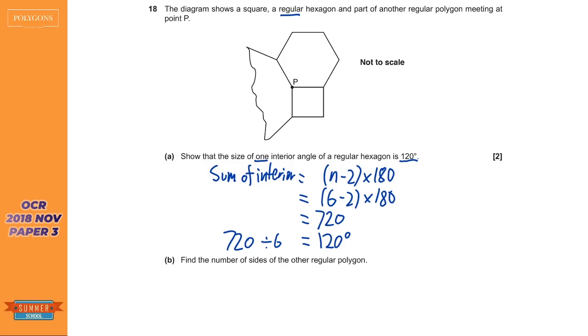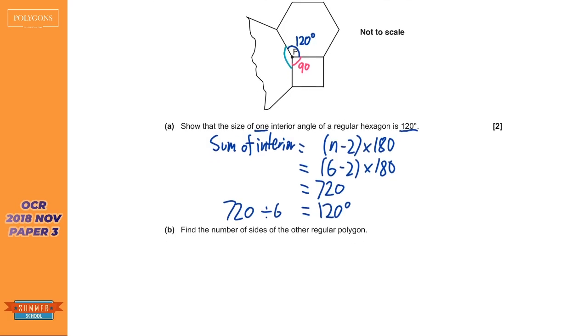Okay, so this one here we've just worked out is 120 degrees. This one here is obviously a square, so it's 90. So we've got to work out what this one here is. I'm going to do that just by taking away from 360. So we're going to do 360, take away 120 and 90. On the calculator, 360 take away 120 plus 90 is 150.